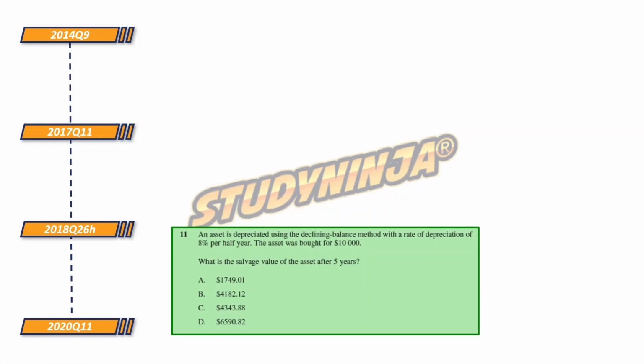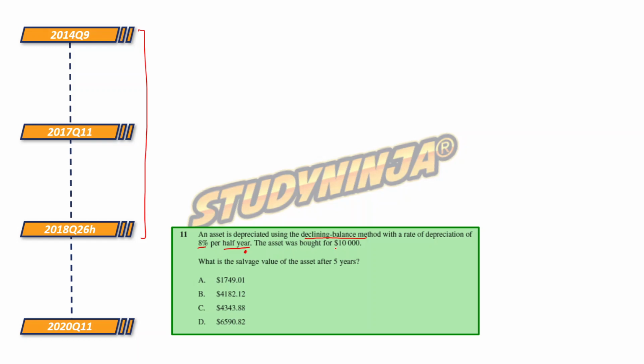Up until now, it's been very straightforward application. In 2020 question 11, a slight change happened. They slightly twisted the question. Overall, it looks exactly the same. So there is an asset that depreciated using the declining balance method and the rate of depreciation is 8%. But this is the most critical part here: per half a year. Up until now, you've always been given per year depreciation. This one is per half a year. So we'll deal with that, but this is very important, okay?